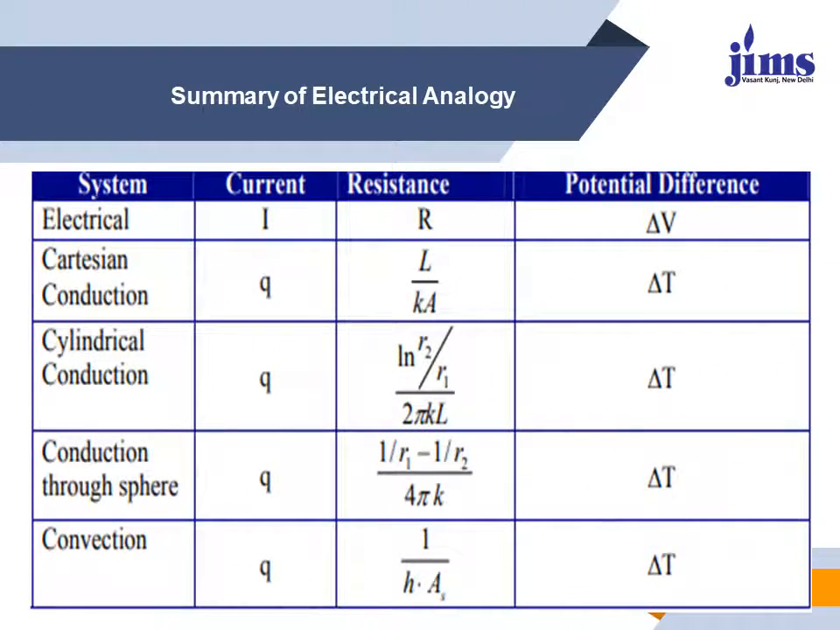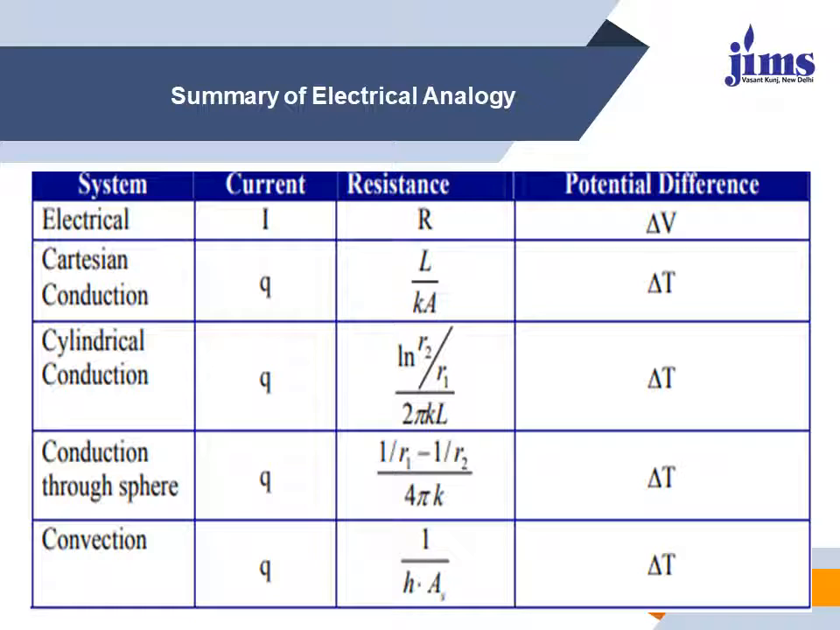We assume the electrical analogy for the different cases. We discuss the Cartesian coordinate system, the cylindrical coordinate system, conduction through a sphere, and convection. So there are 5 different cases: the first is electrical, then Cartesian, cylindrical, conduction through a sphere, and last is convection. We assume the heat transfer rate in all the cases is Q dot.